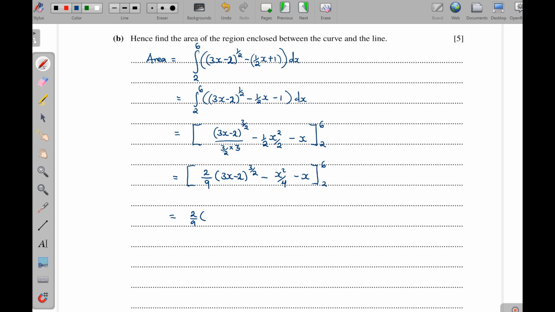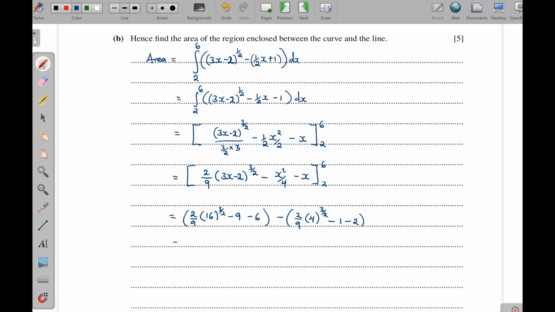Now, let us put, so this one is going to be 3 times 6, that is 18 minus 2. That will be 16. So I'll have 16, then power 3 over 2, minus 36. Because 6 squared is 36, then divide by 4, that will be a 9. Then minus the 6. And then minus, let us put a 2. So 2 over 9 into 2 times 3, that will be 6 minus 2, that will be a 4. Then power 3 over 2. And then minus 2 squared, that will be a 4. Divide by 4, that is a 1. Then there is a minus 2 here.